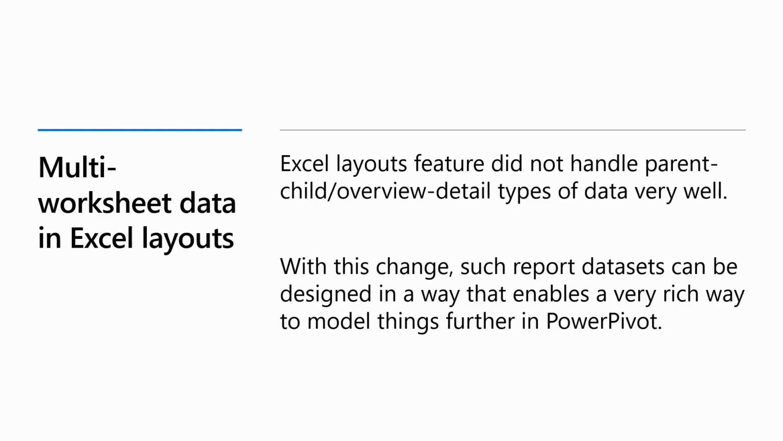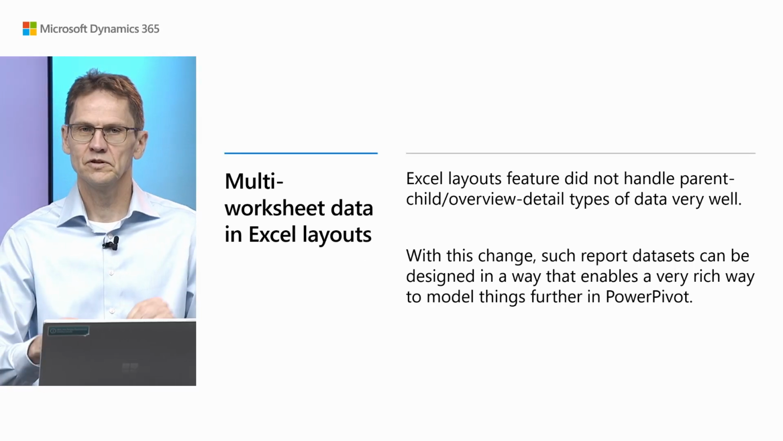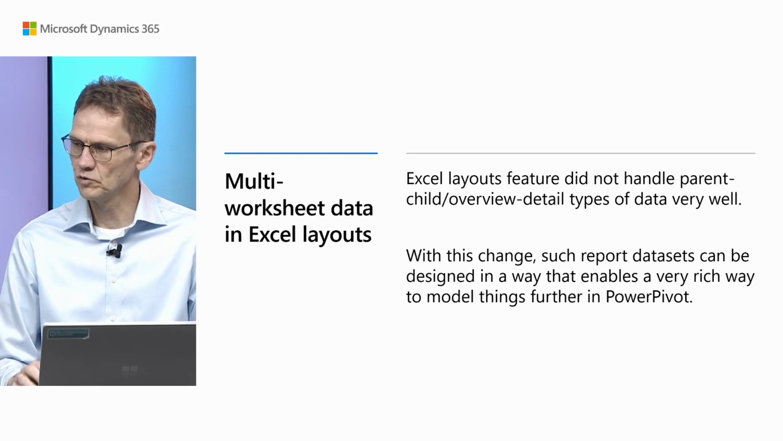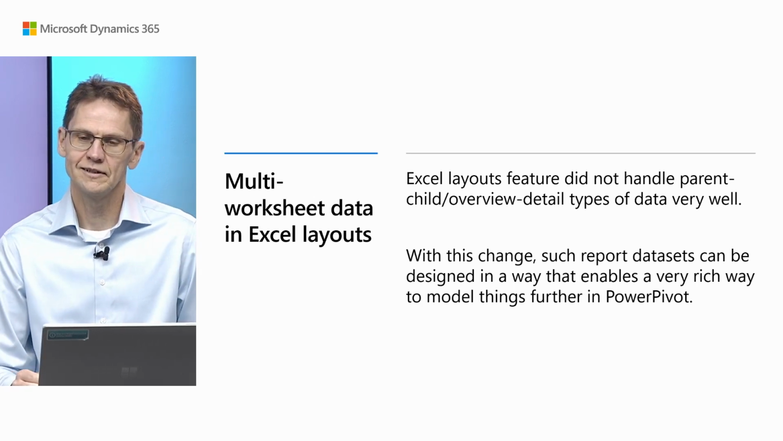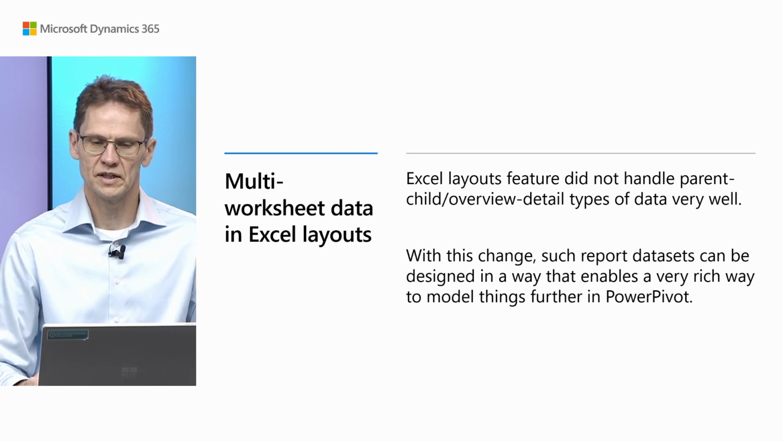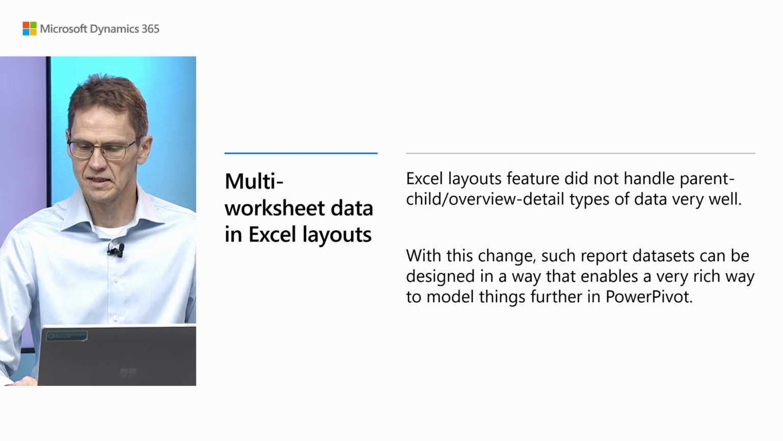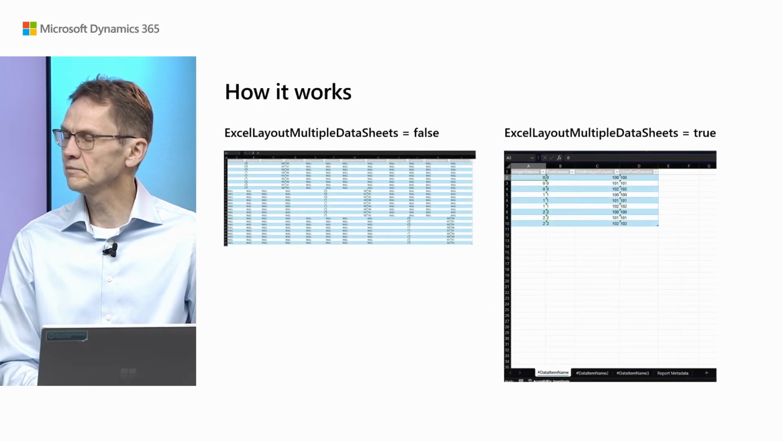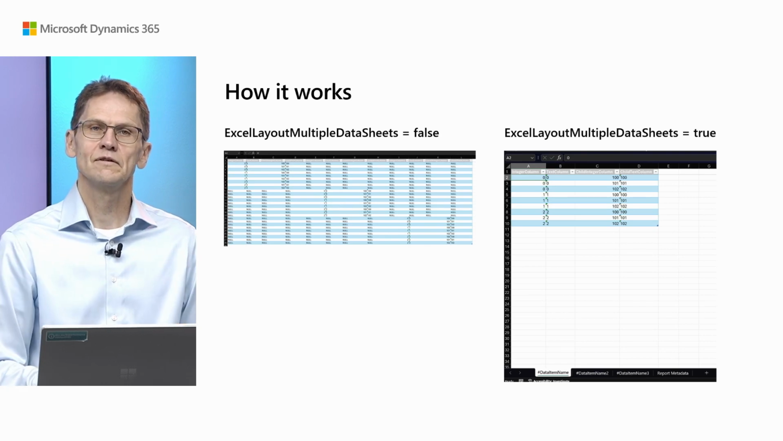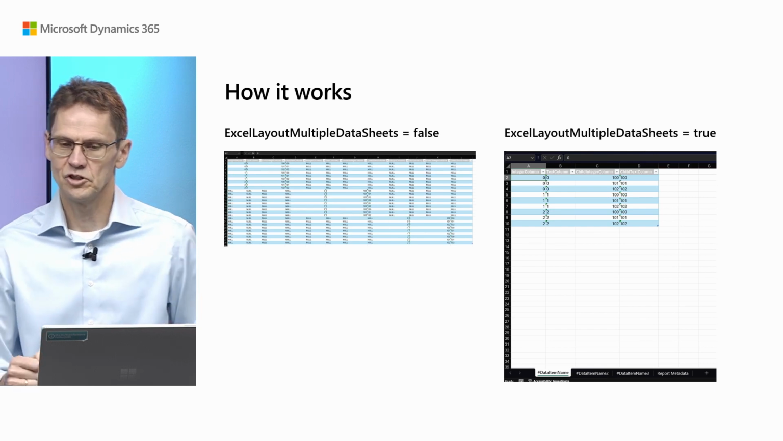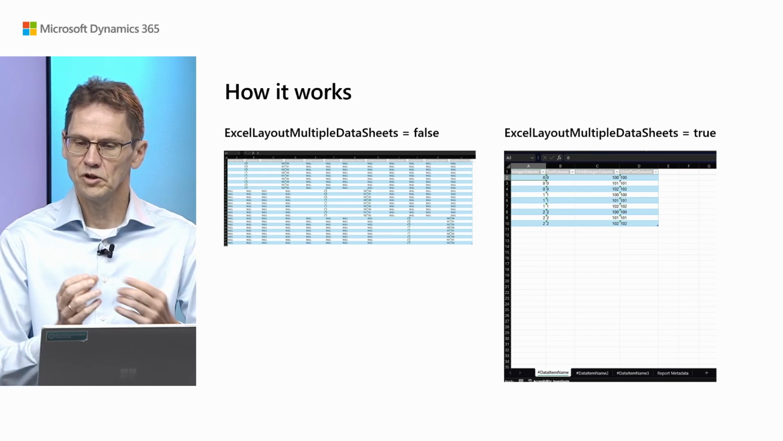So, for Excel layouts, the Excel layouts feature did not really handle parent-child overview detail types very well because it was following the logic of RDL reports where the data set was always a square data set. Now we've made a change so that if you have multiple root data items, then the data for these can now be represented in each their sheet, which gives you a much more condensed view.